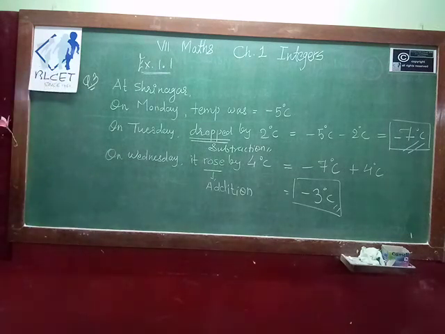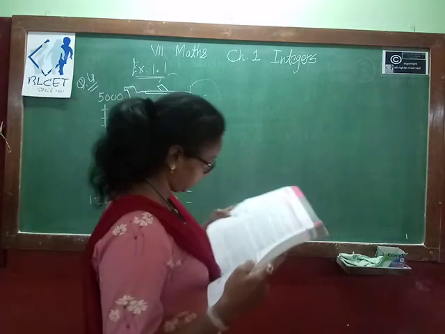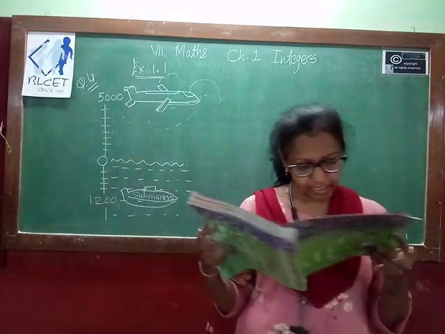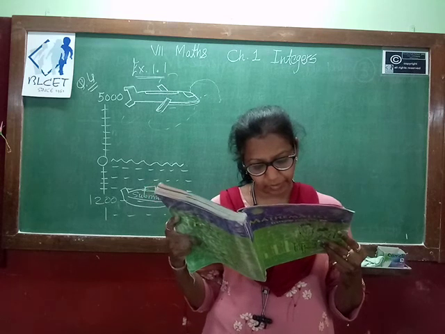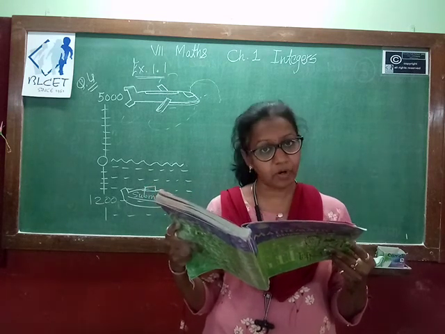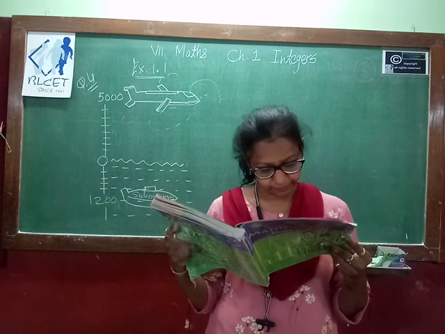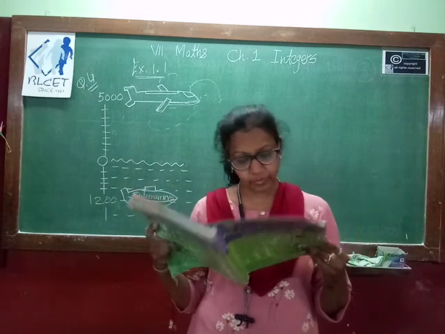Now move on to question number 4. The question is, a plane is flying at the height of 5000 meter above the sea level. At a particular point it is exactly above a submarine floating 1200 meter below the sea level. What is the vertical distance between them?